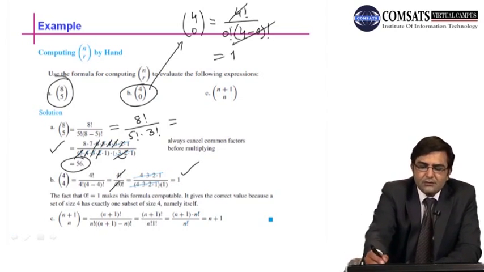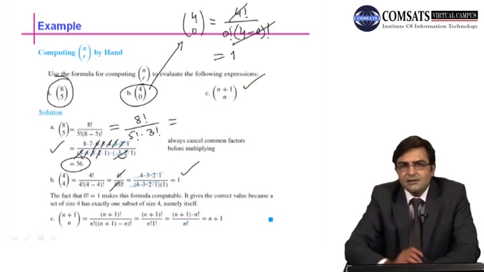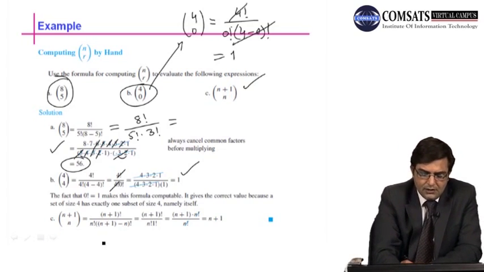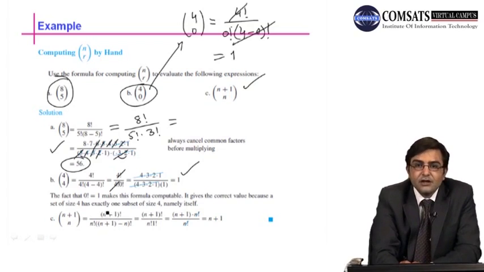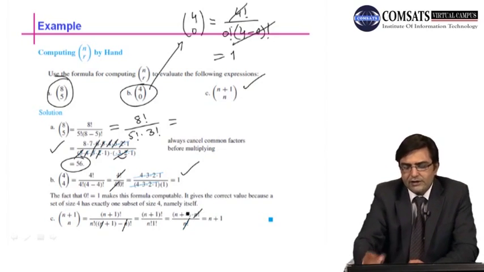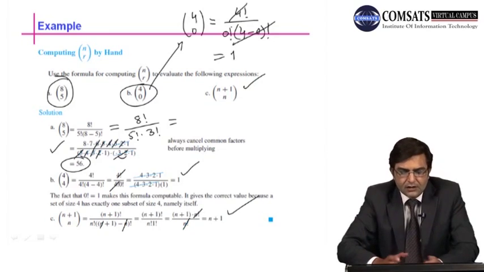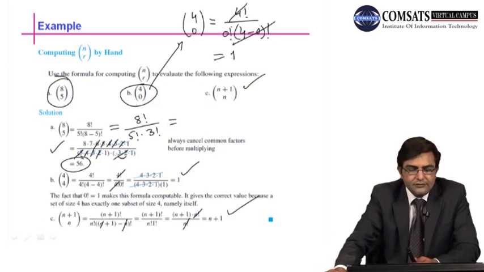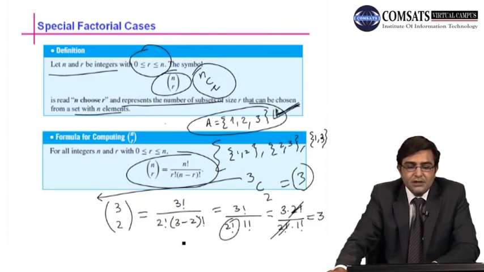Now we have to calculate this, which is n plus 1 choose n, and this can be written as n plus 1 whole factorial over n factorial into n plus 1 minus n factorial. n is cancelled out with n. Here we get 1 factorial, and here we have n factorial and n plus 1 factorial, which cancel out, and we get n plus 1. So this is how we can simplify this factorial notation, or this combination nCr.